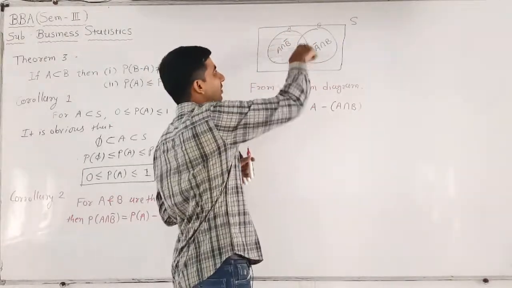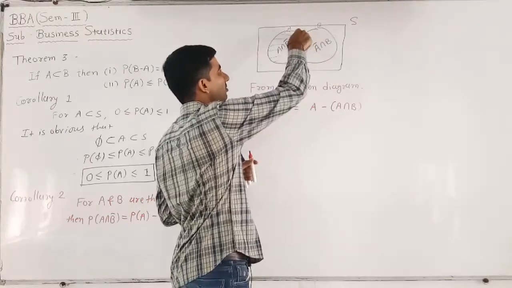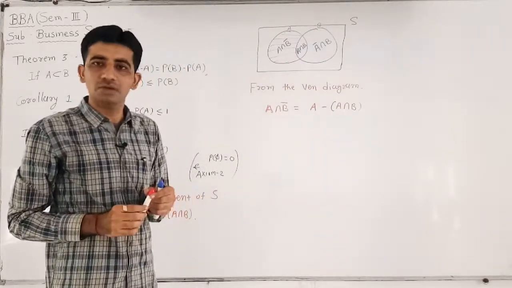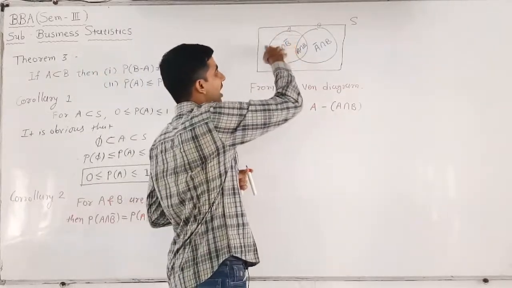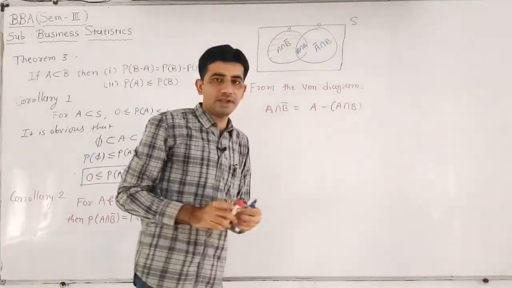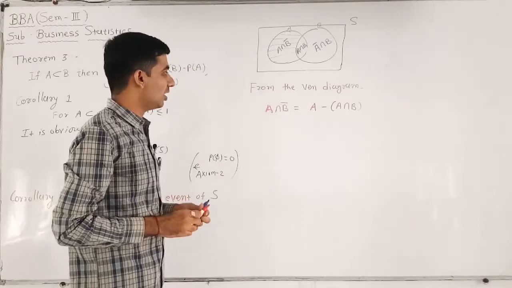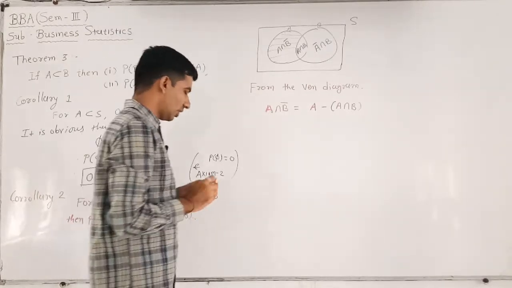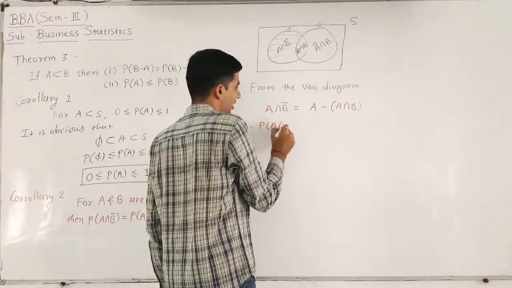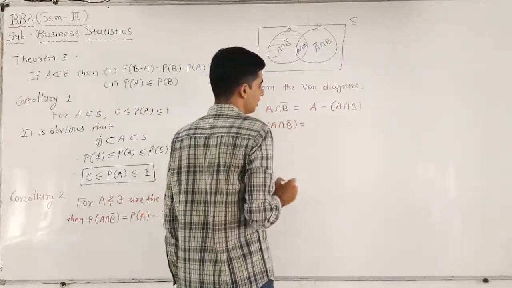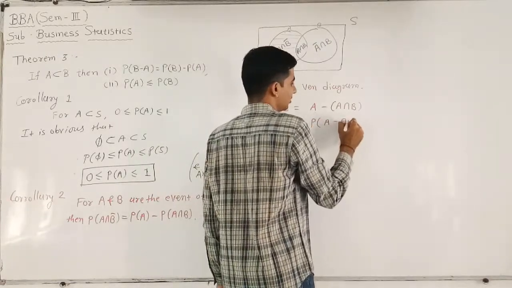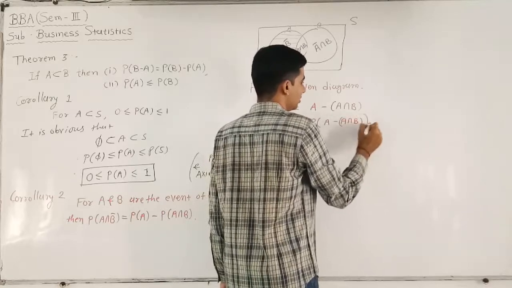A intersection B bar is equal to A minus A intersection B. A minus A intersection B gives A intersection B bar. Now apply the probability. Therefore P of A intersection B bar is equal to P of A minus A intersection B.